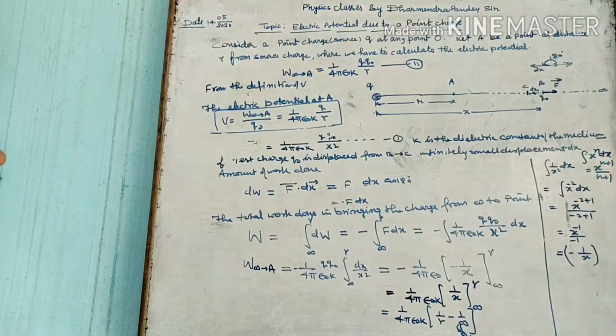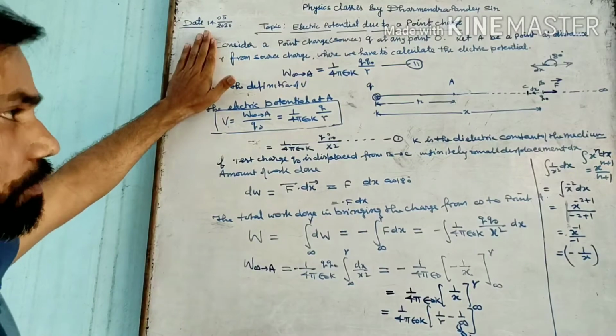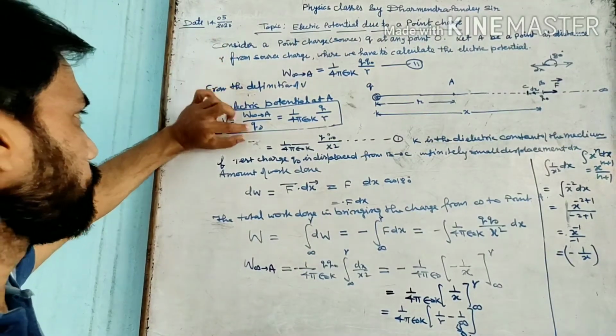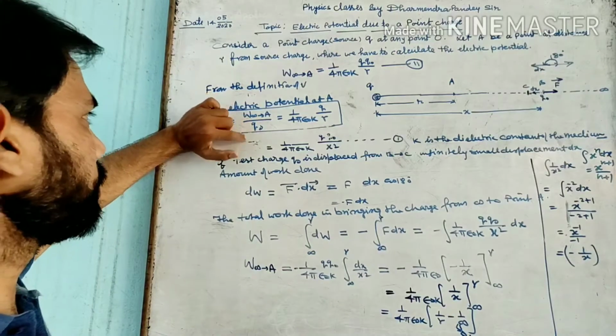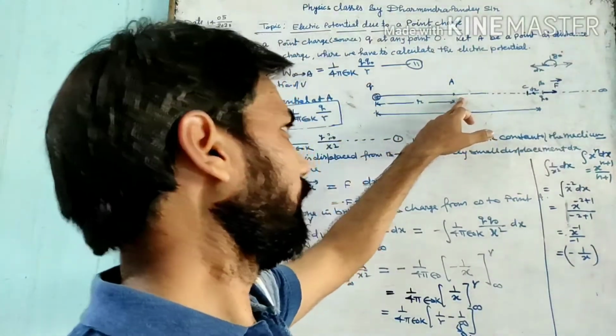ये दो चीजें हैं. Let me revise it, as from the definition of electric potential, which is defined as the amount of work done in bringing a unit positive test charge from infinity to that point. Okay.